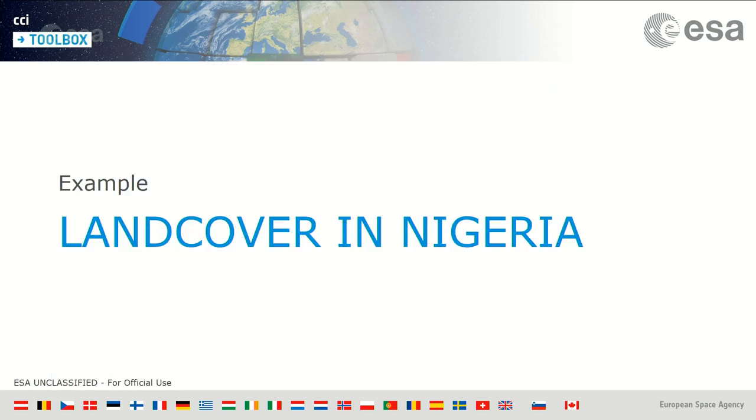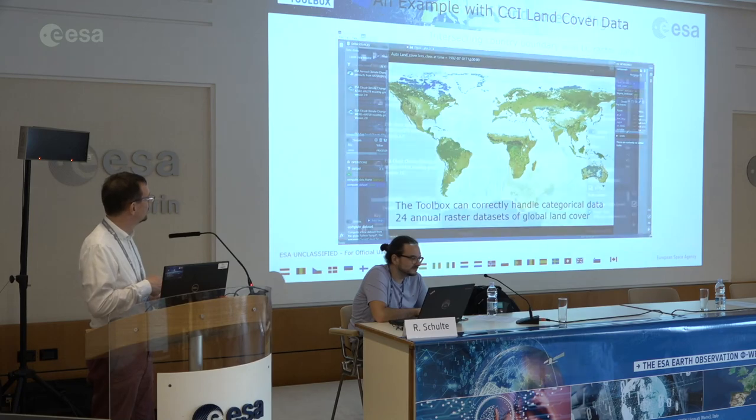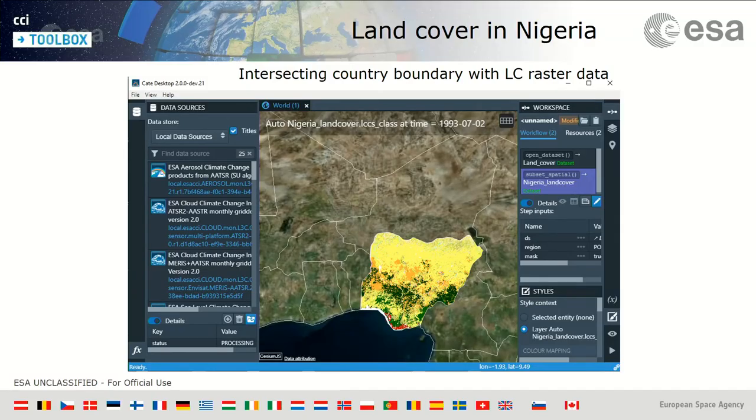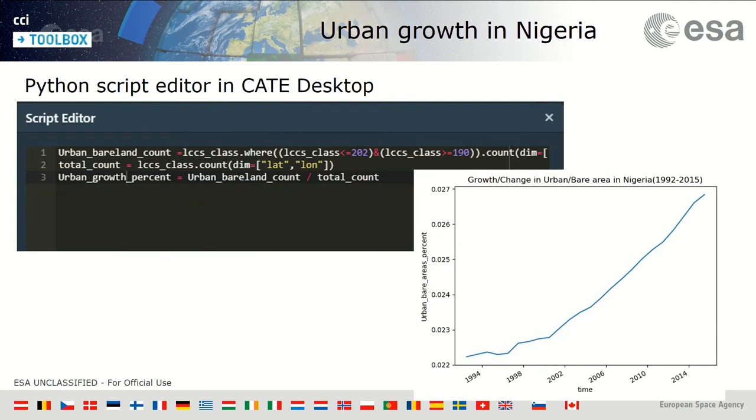A second example is land cover in Nigeria. Totally different example. I have the land cover data set from the CCI data. I'm interested just in Nigeria. I want to see how the urbanization is taking place. So I loaded a shapefile with the boundaries of Nigeria, cut it out by a subsetting operator, and then I wrote this little script where I count, where I have the class, the urban classes, and then I just wrote here the urban growth percent.